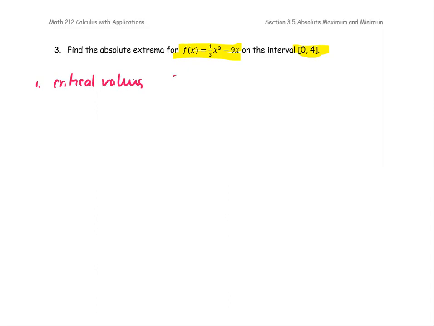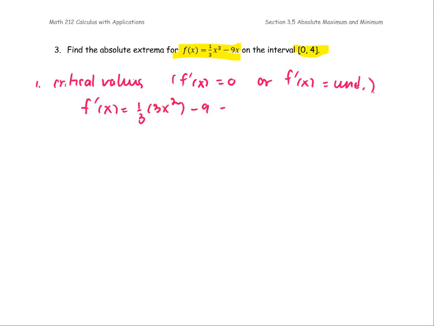To find the critical values, we're going to find f prime and then set it equal to 0, or set it up as f prime is undefined, to find out what x value within the interval 0, 4 will give you one of these cases or both cases. For our problem, f prime is 1 over 3 times 3x to the second minus 9, which simplifies to x squared minus 9.